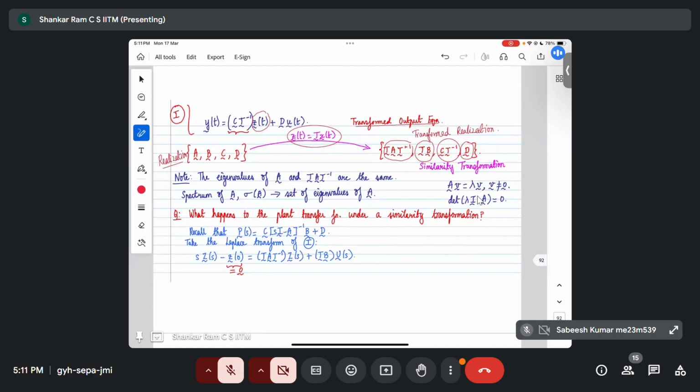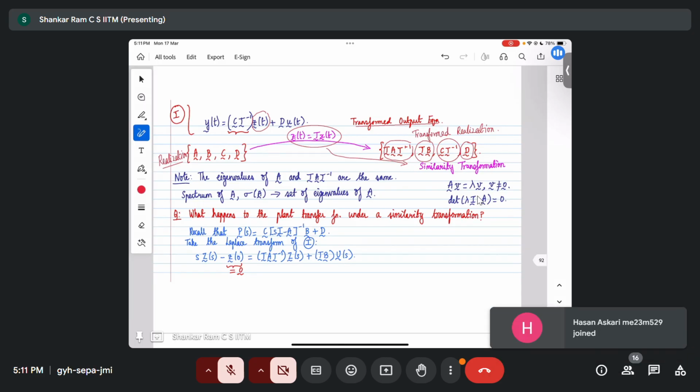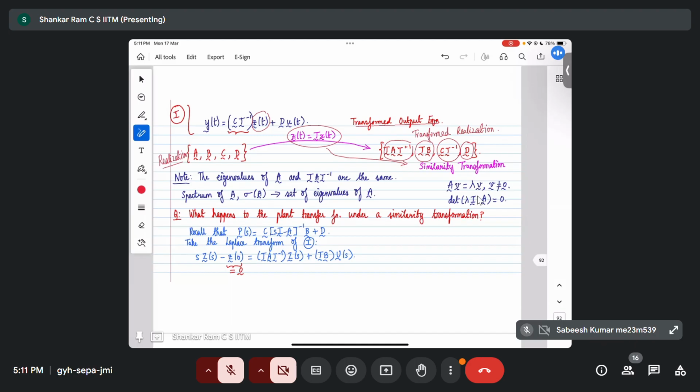We can have an infinity of such transformations. But this operation of rewriting x in terms of z, where z is some T times x of t, and T is an invertible transformation, is what is called a similarity transformation. Why is it a similarity transformation? The reason is that the eigenvalues of A and TAT inverse are the same. This I leave to the mathematically inclined amongst our class to show, but it can be shown.